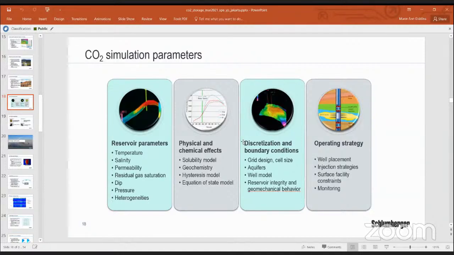You need to be able to model aquifers on the outside of the storage area. Look at the well models, and again, consider whether you need to model geomechanical behaviour in detail to make sure you retain the reservoir integrity. Then, of course, in our simulators, we also need to represent the operating strategy for well placement, injection, surface facility constraints, and to be able to model the level of detail we need to design a monitoring scheme.